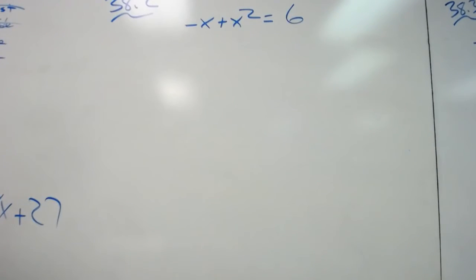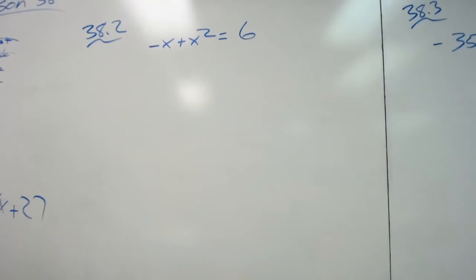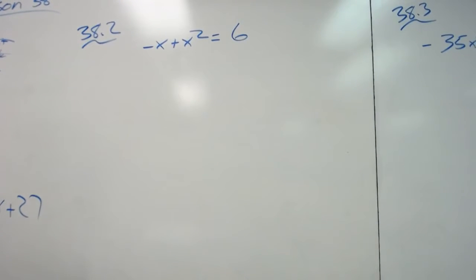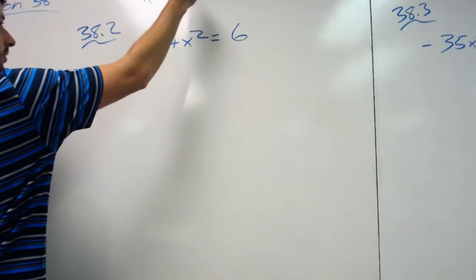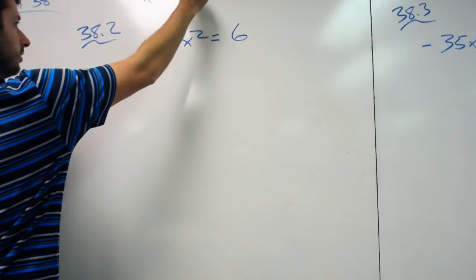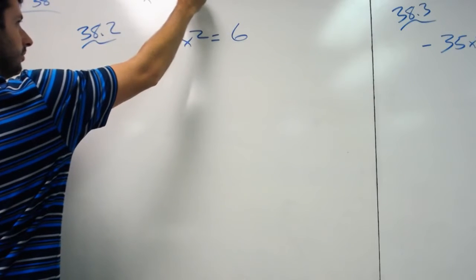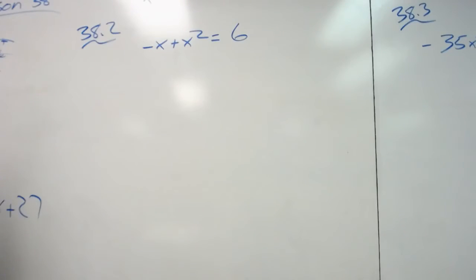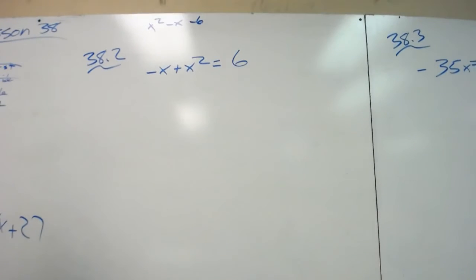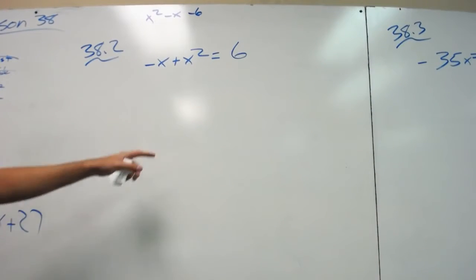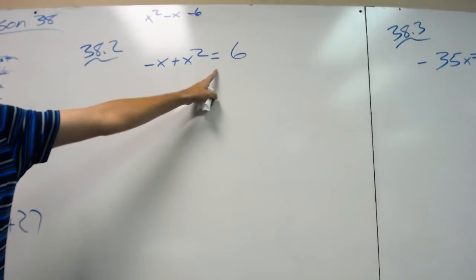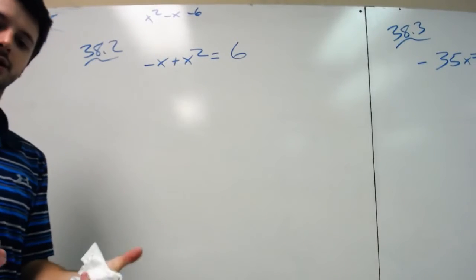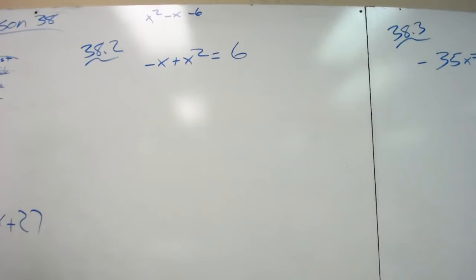Now let's look at solving by factoring. What we've had in the past is something like x squared minus x minus 6. And that's all we have. Now we actually have an equal sign. This is what we've had in the past, but now the difference here is the equal sign. When you have an equal sign, you can actually solve for x.